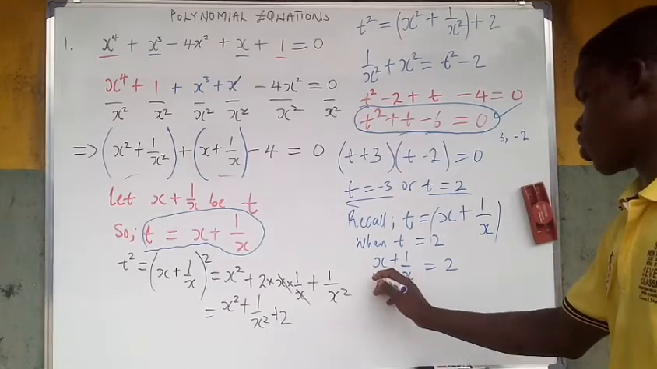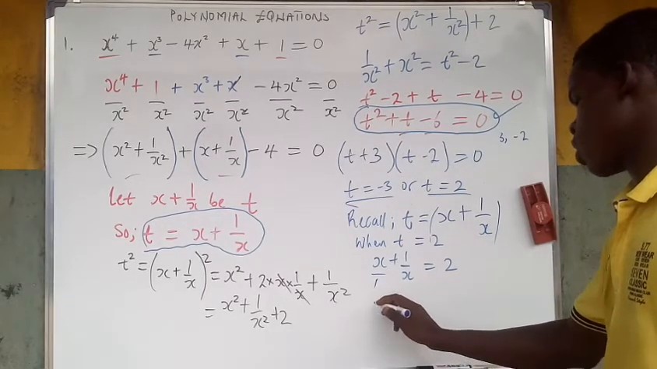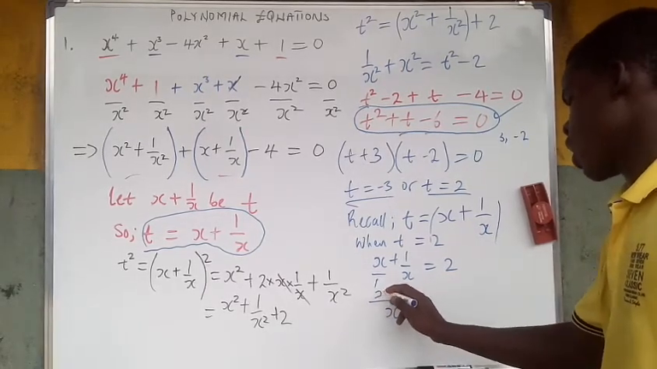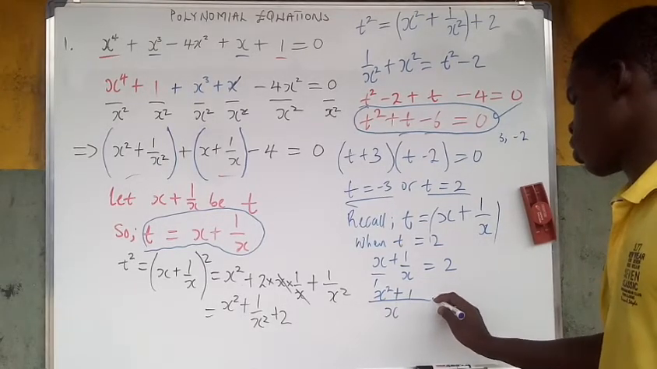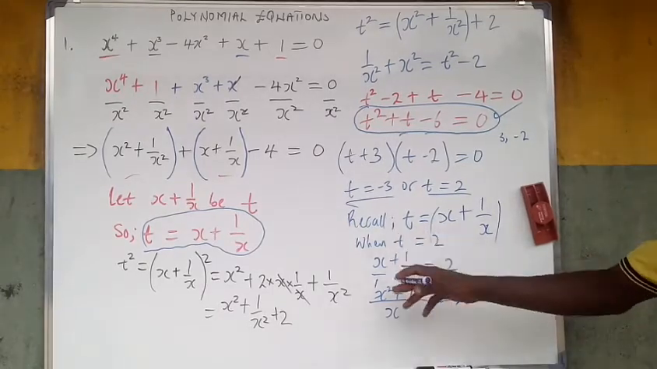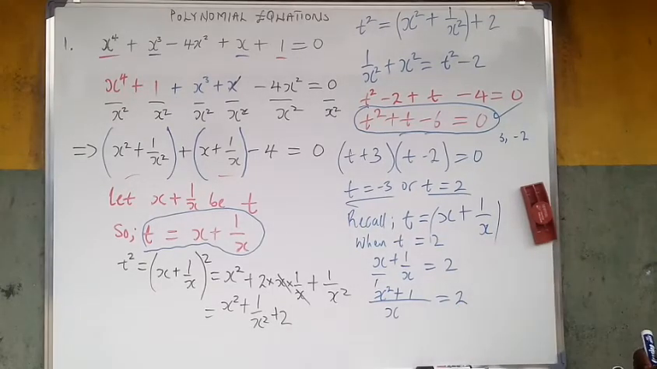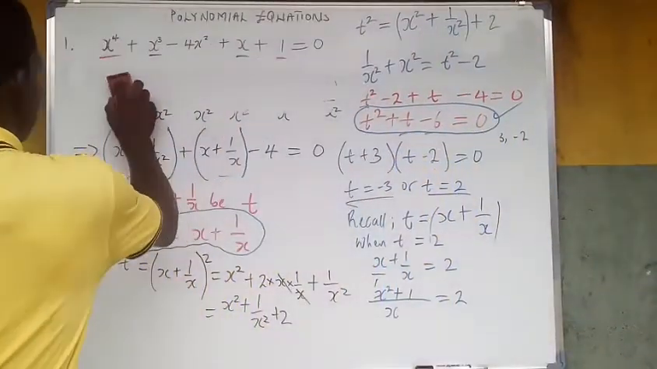Simplifying this, we take the LCM of x and 1. We're going to have x squared plus 1 is equal to 2x. Okay, let's go on.